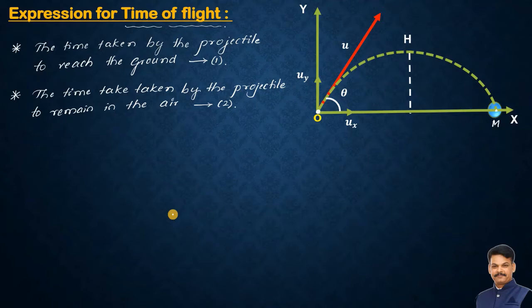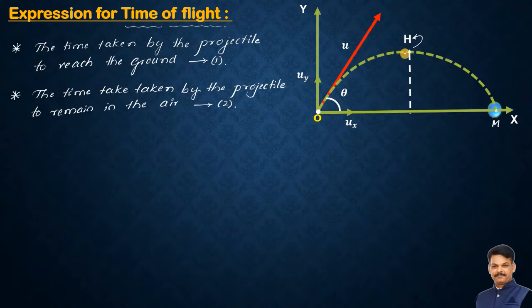For that, we divide the whole concept into two parts. In the first part, we find the time taken by the object to reach the maximum height, that is the point H. If I represent point H in the trajectory as the maximum height reached by the projectile, then how much time it takes to reach from O to H, that we have to calculate.